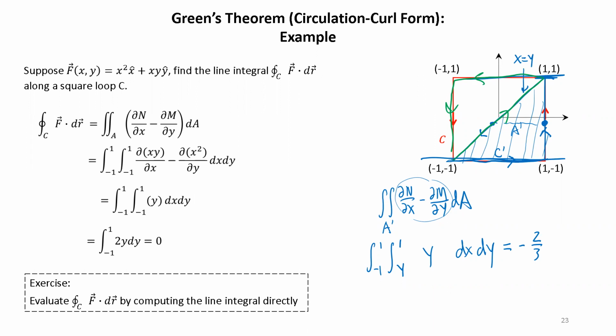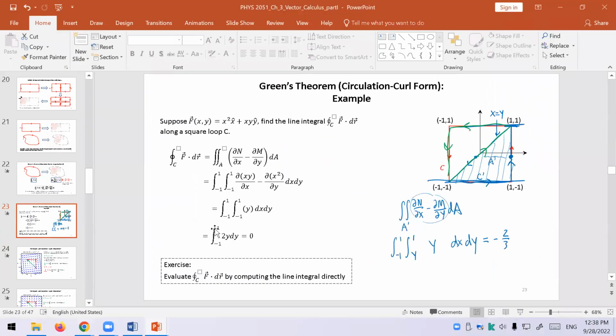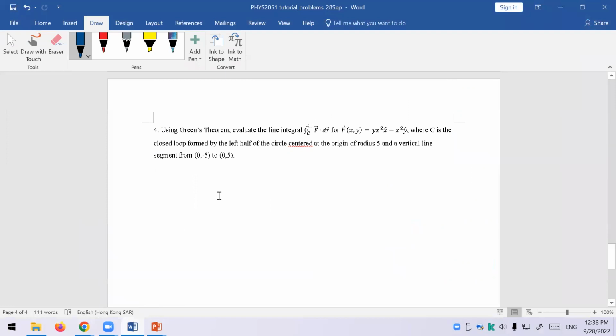So here is the example. Now I want you to try to do one on your own. The fourth question: I have this line integral for this vector field, and I'm considering a closed path, but look at the shape. Just see the question.